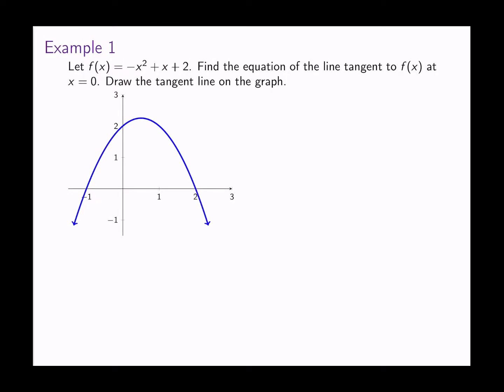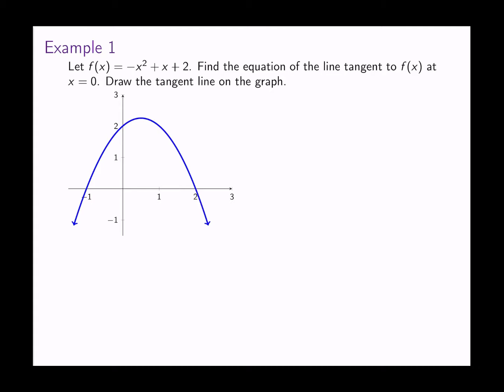All right, example 1. Let f of x be this parabola pictured below, negative x squared plus x plus 2. Let's find the equation of the tangent line to this function f of x at x equals 0, and then let's also draw this tangent line on the graph.